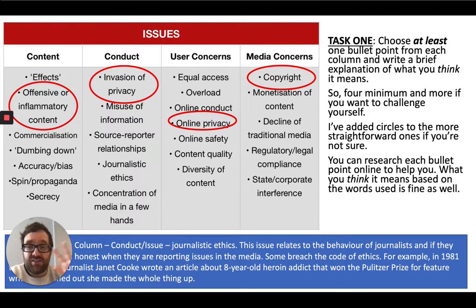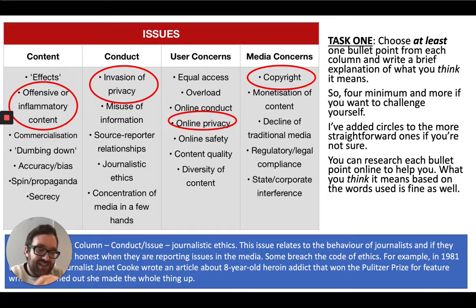Online conduct maybe feeds into things like trolling, etc., where you hide behind a fake Twitter handle and spread lies or libel about someone. Alongside that is online privacy. So is there good security in terms of what you're doing online? Nobody else should be able to see that or access it. And can you use your credit cards, for example, safely?